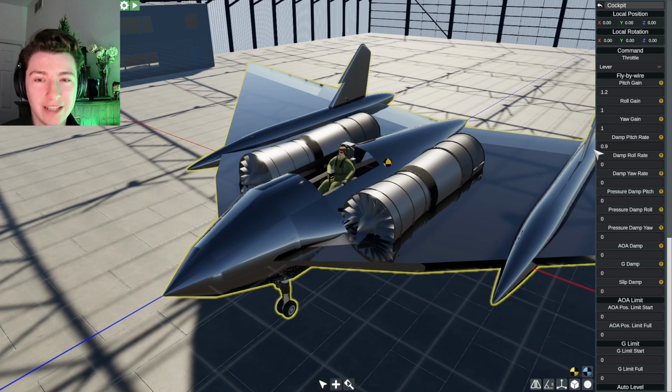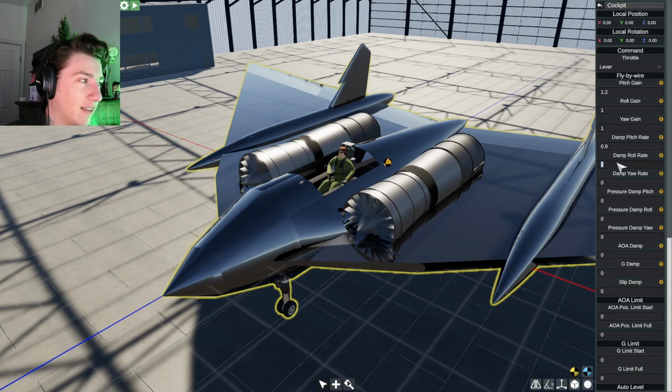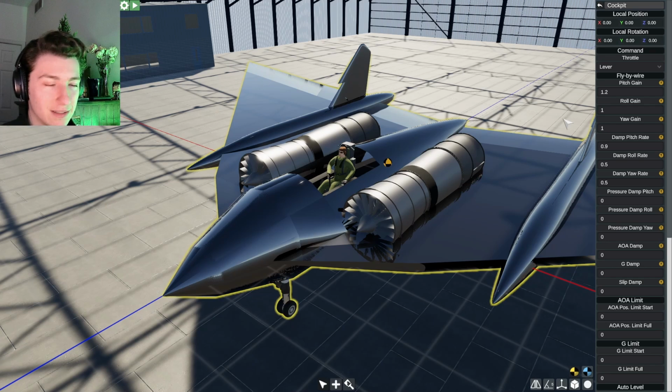So I actually set this at 0.9. And then for the roll rate, 0.5, and the yaw rate, also 0.5. Again, these are not as unstable, the yaw and roll, as the pitch is. You could probably get away with smaller values on this. In fact, let's take this one down to 0.3. But I wouldn't risk it.